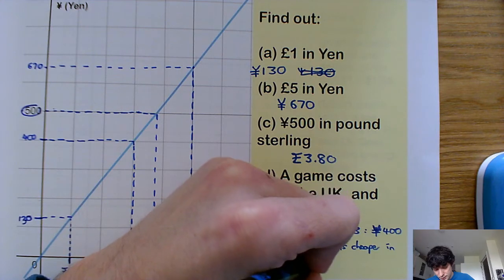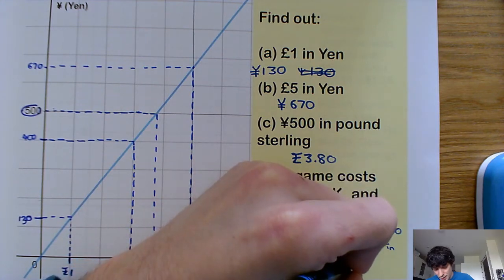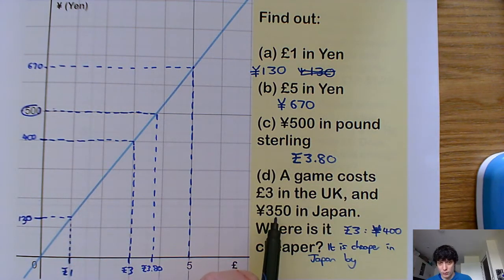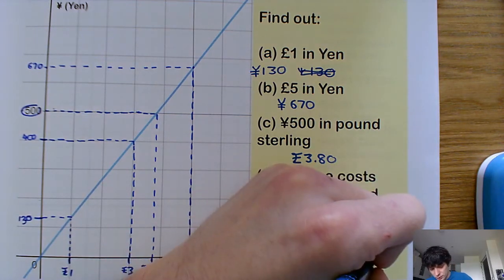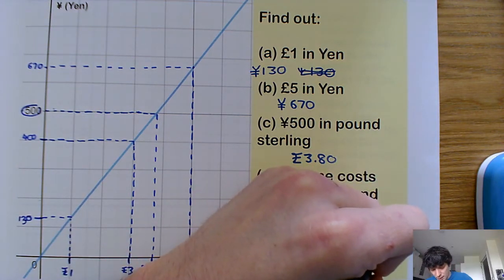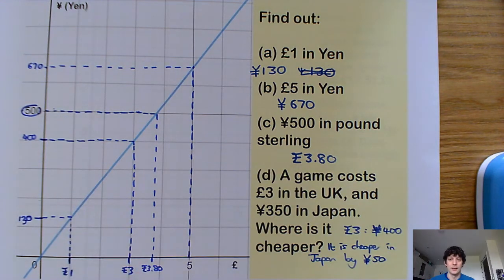in Japan by, well, it's 350 yen in Japan. In the UK, if I convert the £3 into yen, it's 400 yen, so it's cheaper by 50 yen. The difference between that 350 and that 400.